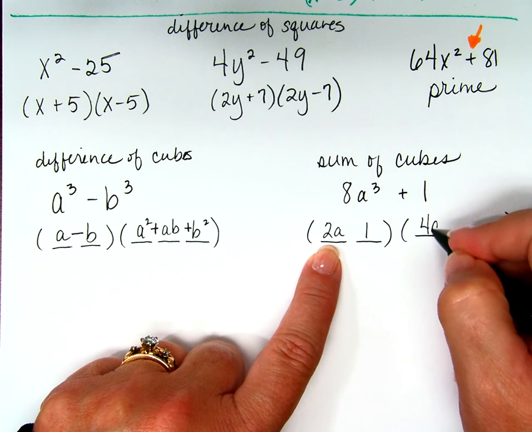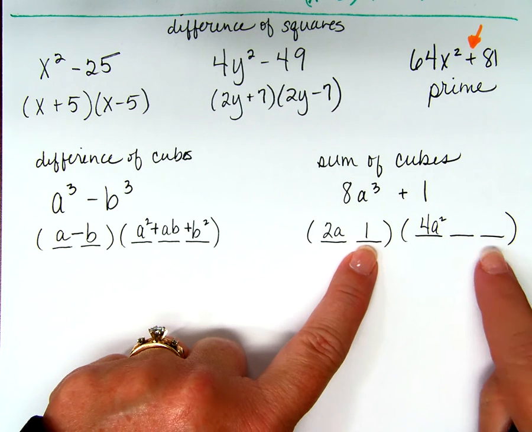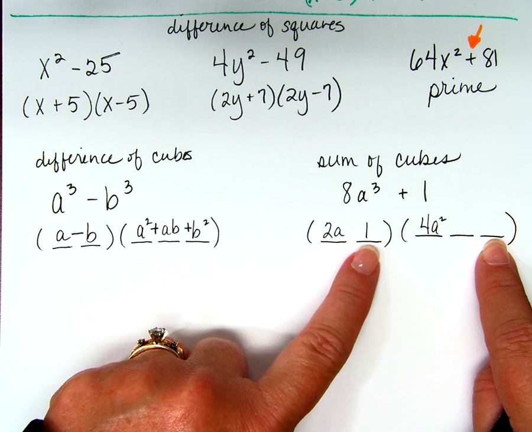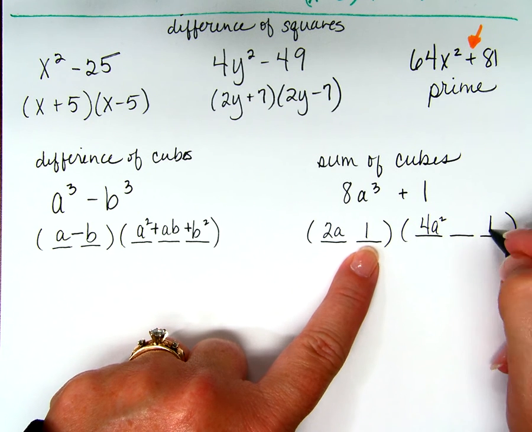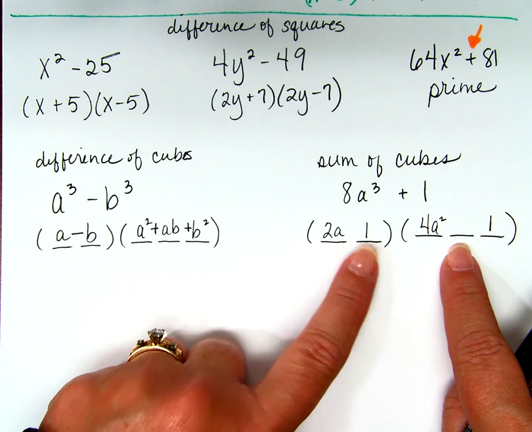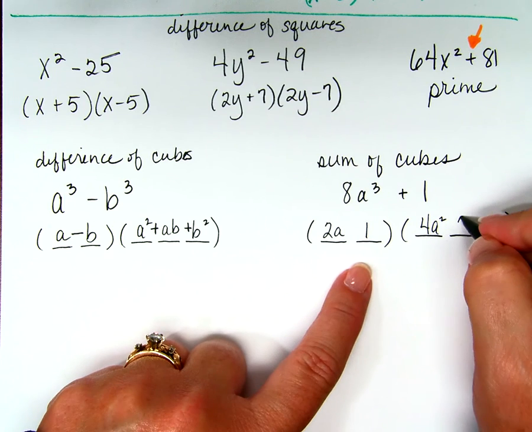So 4a squared. And then what goes at the very back of the trinomial? Square that. 1. And what goes in the middle? 2a, right? 2a times 1, which is just 2a.